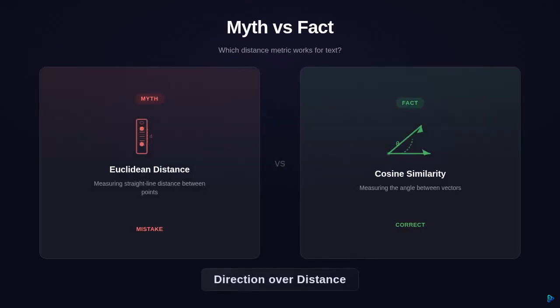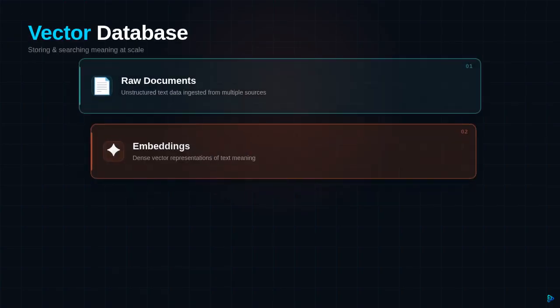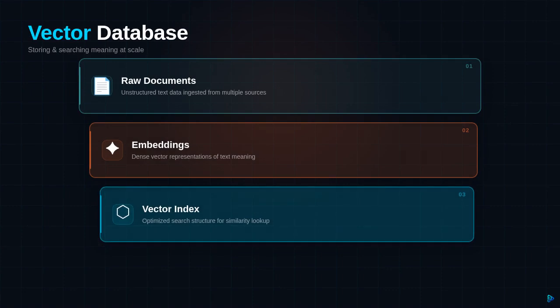Watch out for this common mistake. You might think we should measure the distance between the points, like using a ruler. But in text, the length of the vector often just represents how many words are in the sentence. That is why we use the angle, or cosine similarity, instead of the straight line distance. Direction is meaning.